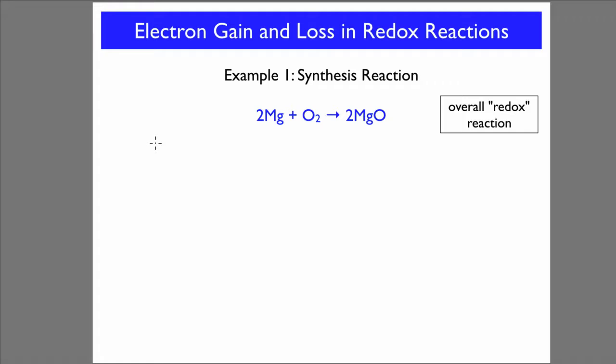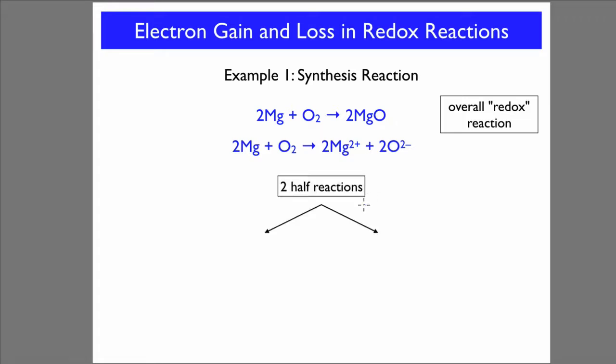Electron gain and loss in redox reactions. Example 1, synthesis reactions. We've got magnesium reacting with oxygen to give magnesium oxide. This is the overall redox reaction. So what we can do is separate this ionic compound into its two ions. So we've got two magnesium ions, and we've got two oxide ions.